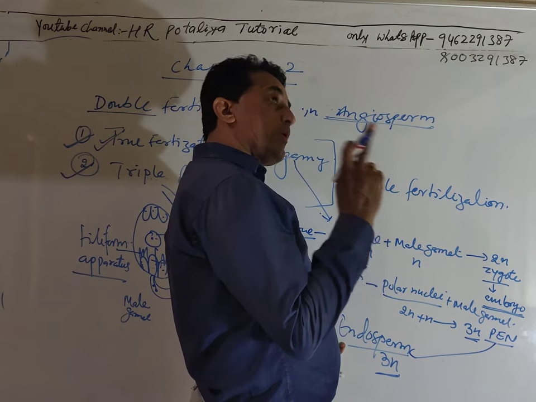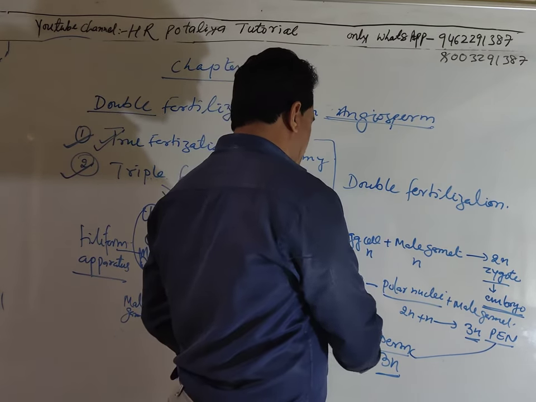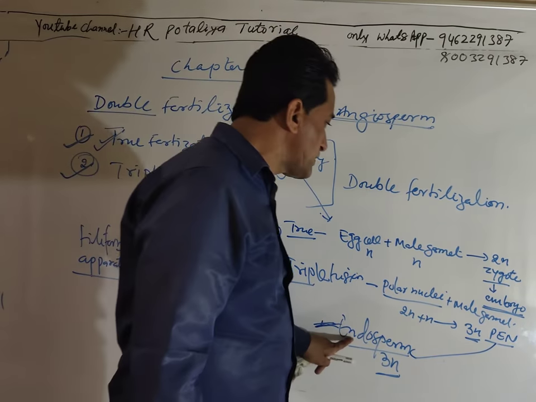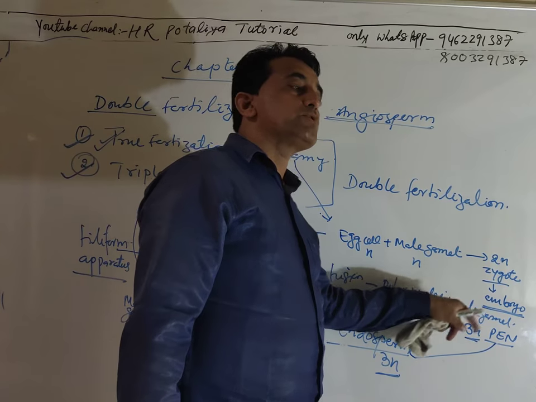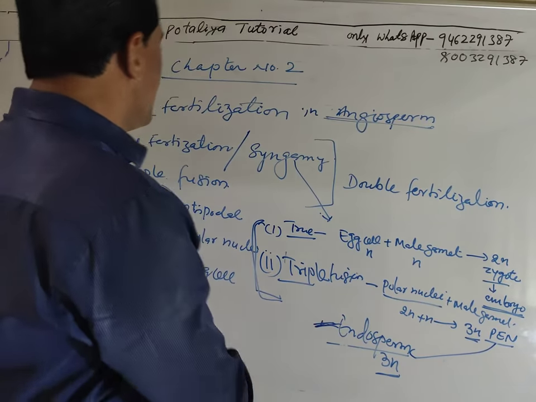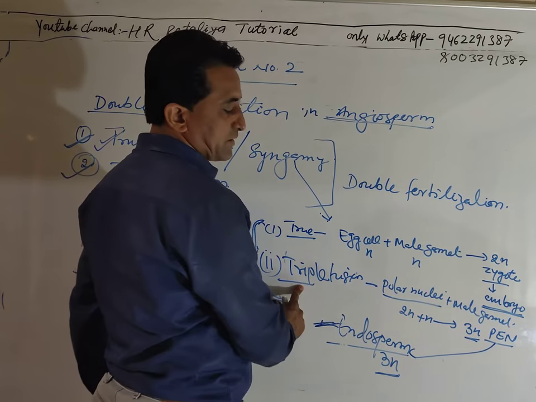The nutrition that the embryo needs to develop is given by the endosperm. Endosperm provides the nourishment or nutrient for the embryo. So how many times does fertilization take place? 2 times. Which are they? First is syngamy, second is the triple fusion.